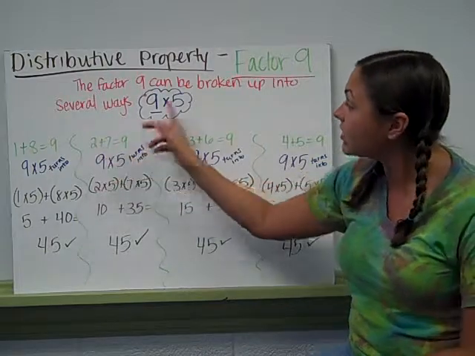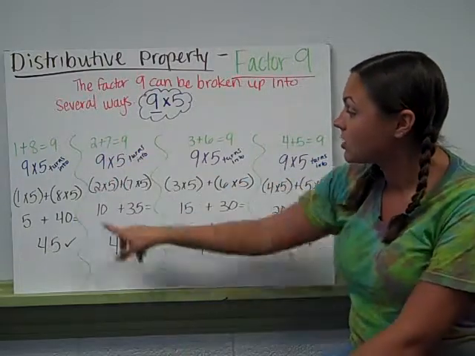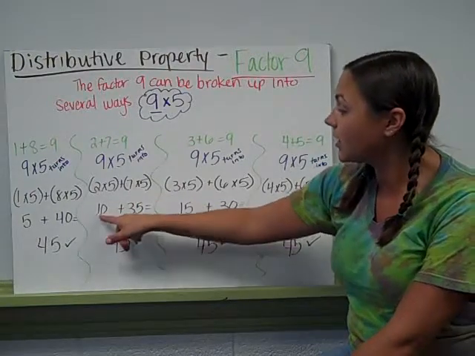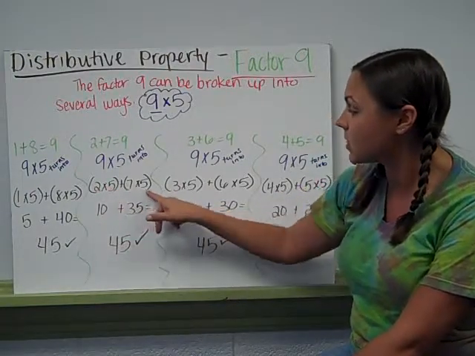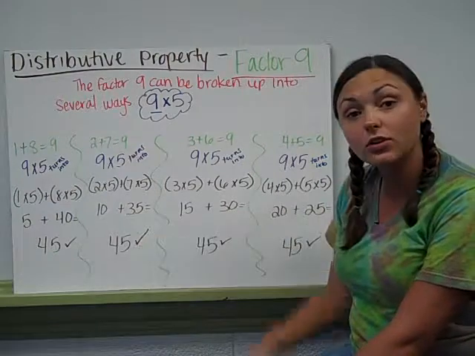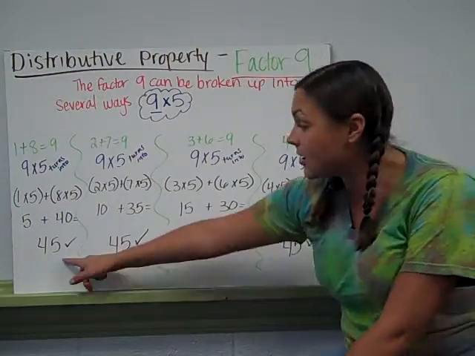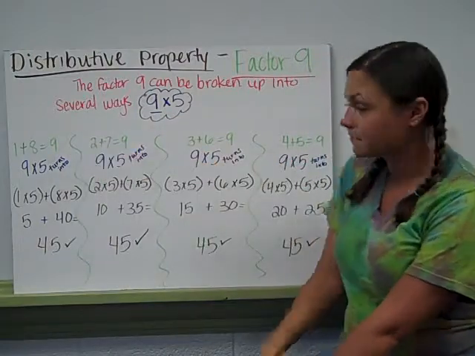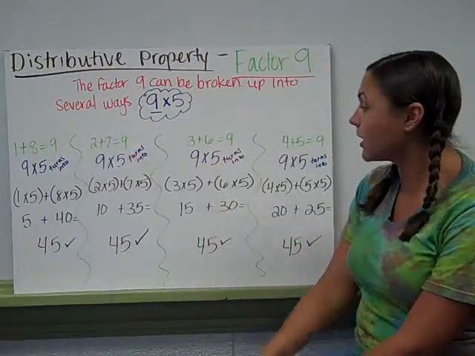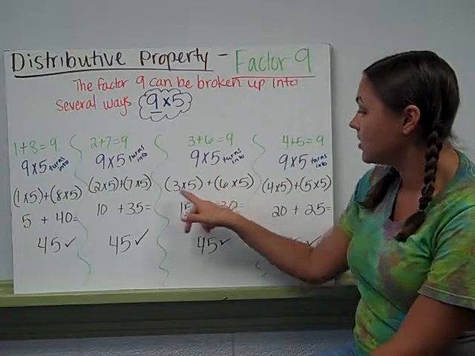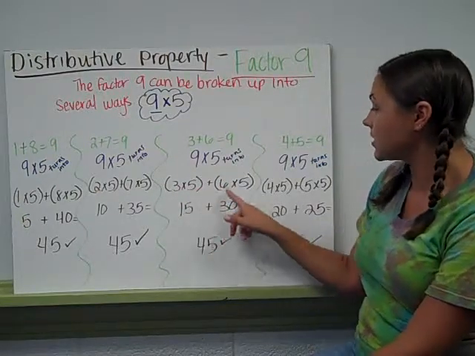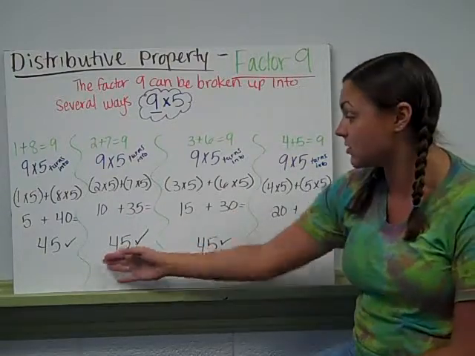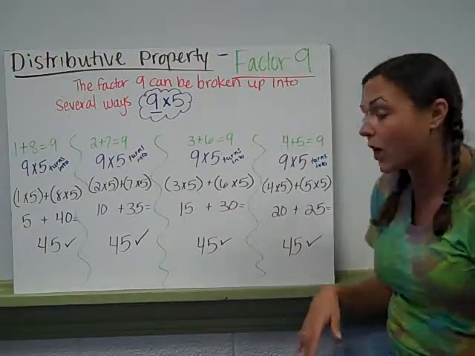Over here I broke the 9 into 2 and 7. So I have 2 times 5, 5 stays the same, and 7 times 5. Add it up. 2 times 5 is 10. 7 times 5 is 35. 10 plus 35 gives me 45. Same product, same problem, broken up differently. Here we have another way of breaking the 9 up into 3 and 6. 3 times 5 is 15. 6 times 5 is 30. Add the 15 and the 30, 45. I'm still getting the same product, just a different way.